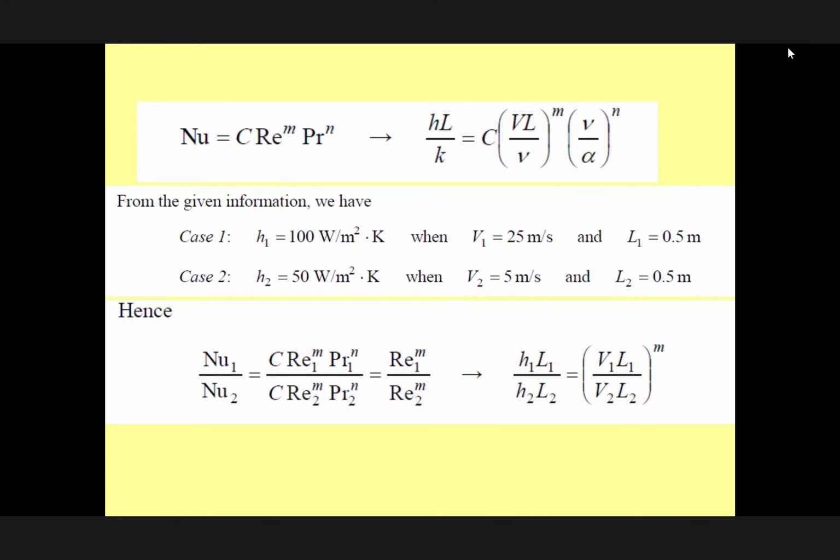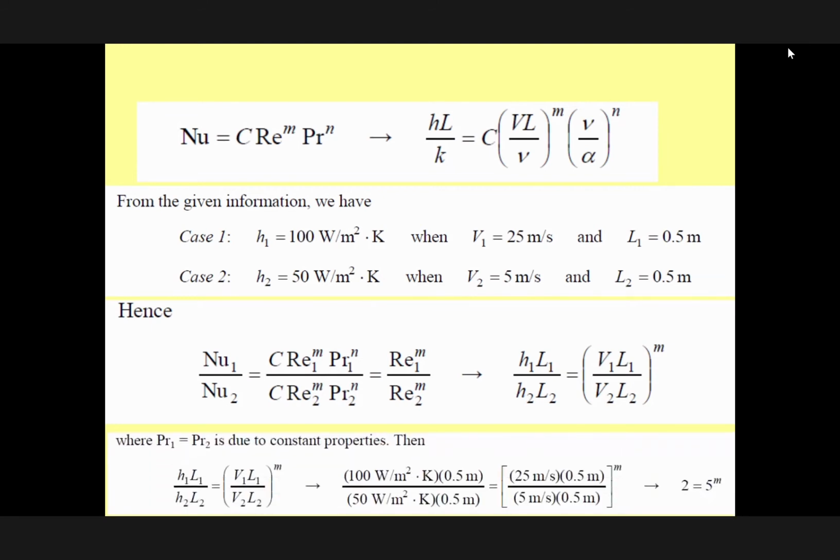.43, something like that. Let's see. You got this far? We put the number H100, L, this one, and 25, L.5 here, this one. And from here, we can calculate the value of M.